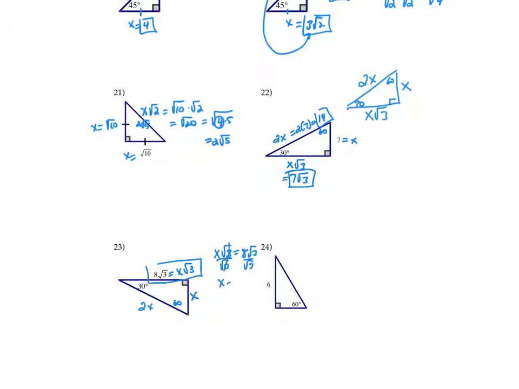So you get x is equal to 8. Okay. Don't forget, label the hypotenuse. It's 2 times 8 because it's 2 times x, so the hypotenuse is 16.